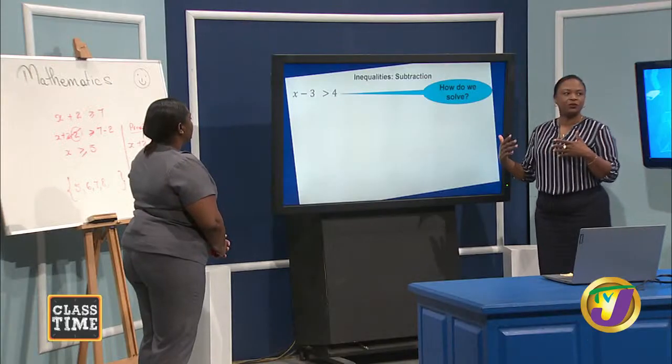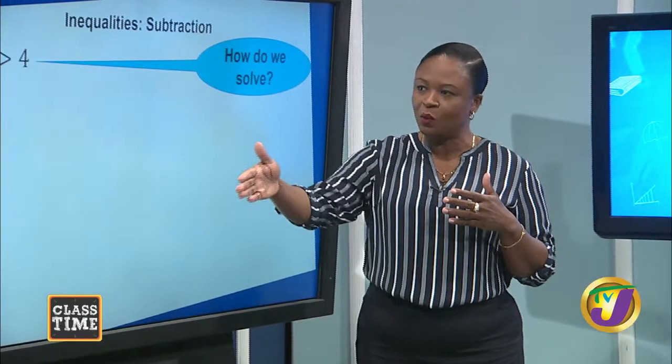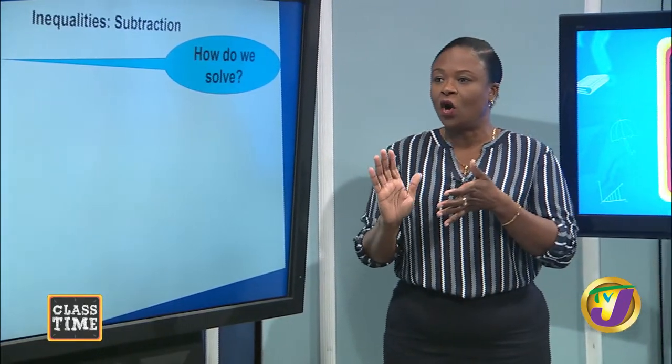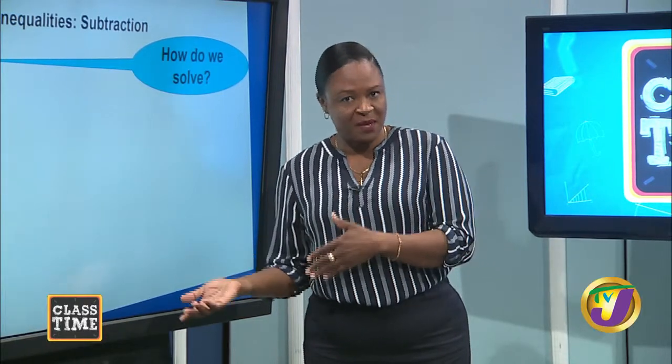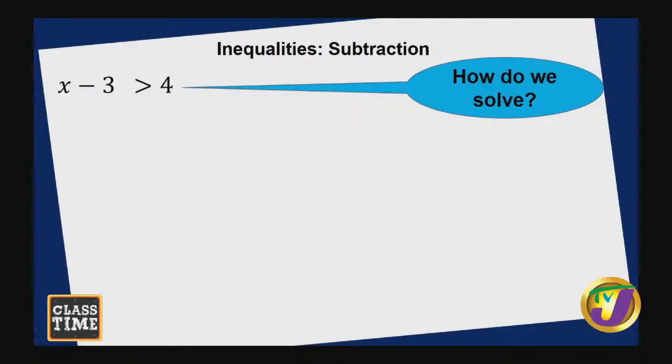Okay, and if we were to solve this, based on what you would have done, and you have highlighted that there is no great distinction or deviation from how we would actually solve the other equations, we have on the left-hand side, x subtracting 3 is greater than 4. Whatever we do to the left-hand side, that is what we do to the right-hand side in an effort to make x the subject of the inequality.